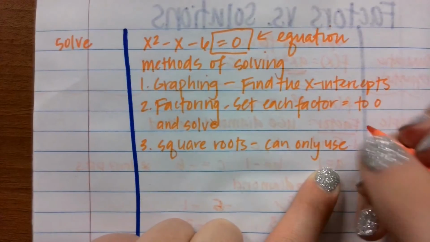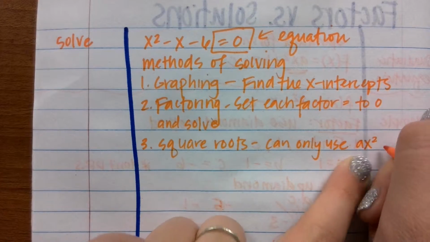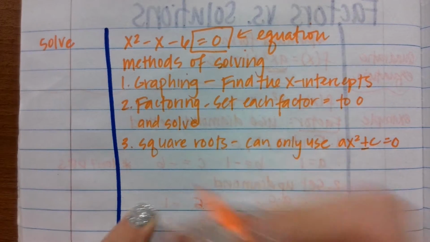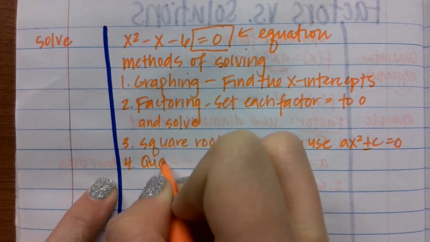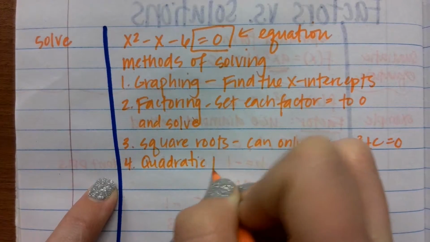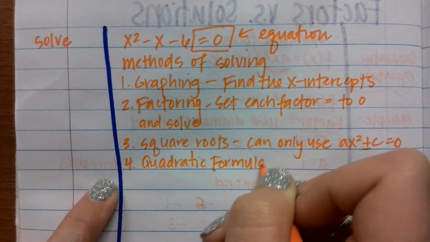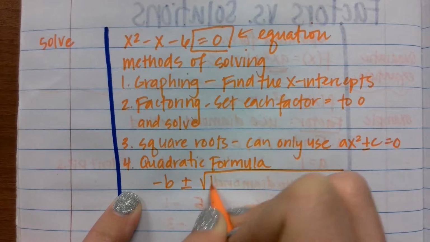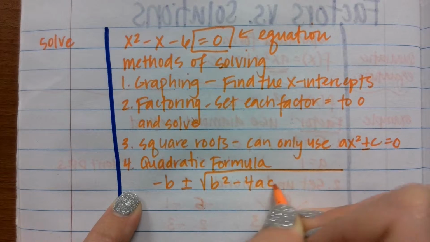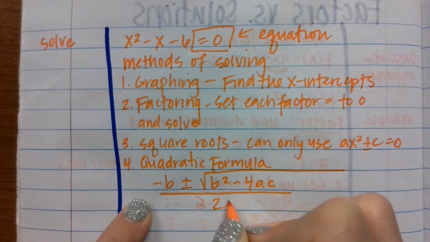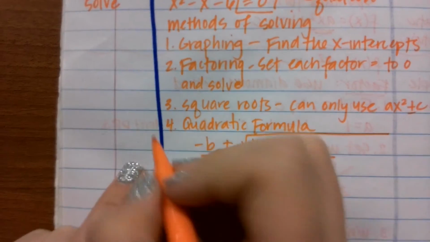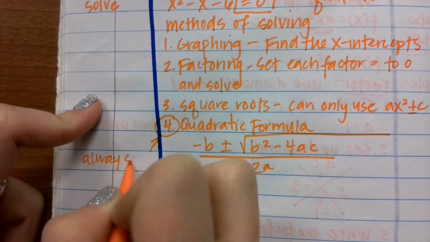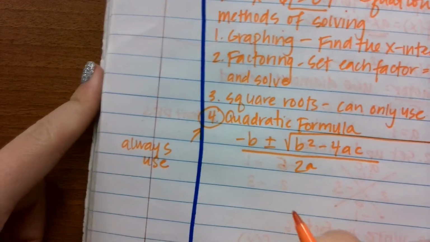But you can only use square roots when it's x squared plus or minus c equals 0, when you don't have a bx term. And the fourth way is the quadratic formula: negative b plus or minus the square root of b squared minus 4ac, all over 2a. Circle the quadratic formula. You can always use the quadratic formula.